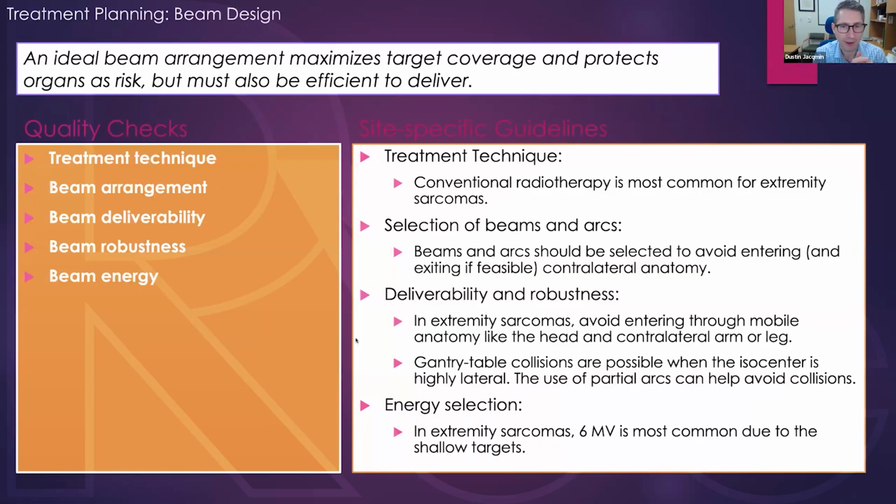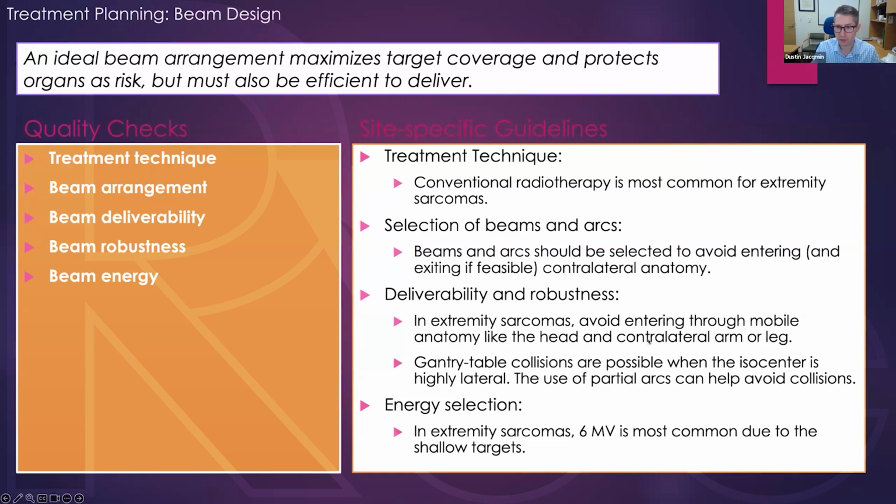All right, let's talk about planning. Conventional radiotherapy is most common for extremity sarcomas. There are some clinical trials out there that are using SBRT, but the standard of care is conventional radiotherapy. Beams and arcs should generally be selected to avoid entering and exiting, if feasible, contralateral anatomy. I think avoiding entrance is most important because that prevents this issue of unintentional attenuation by contralateral anatomy. But certainly if you're treating near the head, you should avoid exiting into the head as well.